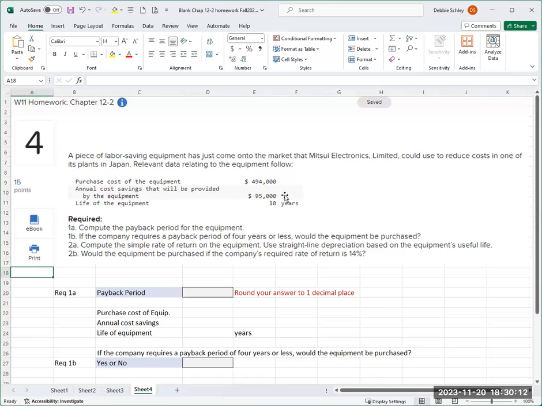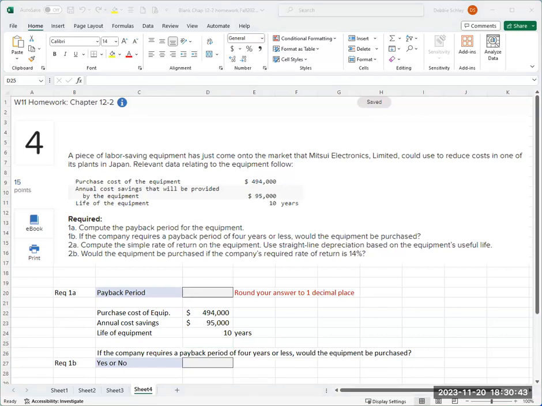Now they're calling it a cost savings, so that's going to be our positive value. And the life of the equipment is 10 years. So compute the payback period for the equipment. So my purchase cost is 494,000. My annual cost savings is 95,000. The life of the equipment is 10 years, just so I have all of that data, because I'm sure I'm going to need something later.